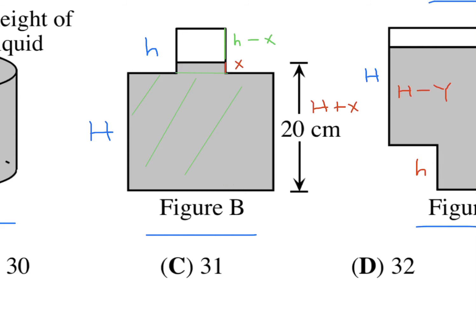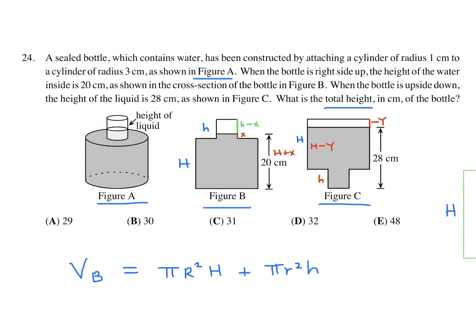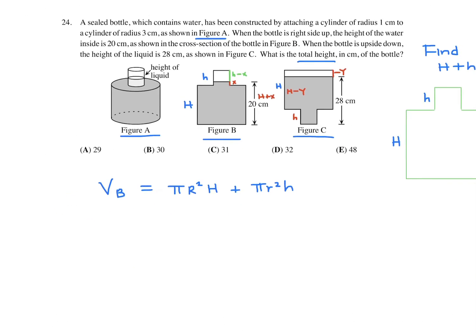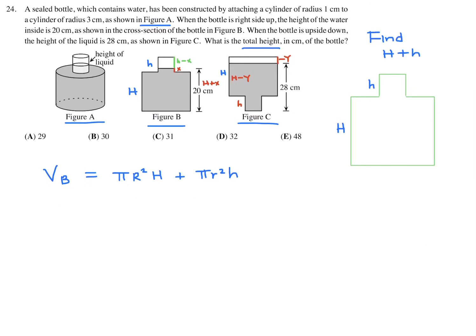Okay? So let's solve for this here. So we have pi r, the big R they tell you is 3. So 3 squared. H, of course, we don't know yet. The little r is 1. So that's 1 squared. And the small h we don't know yet. But we did label the small height x. See, it's right there. So I'll call that x. So this becomes 9 pi H plus pi x.